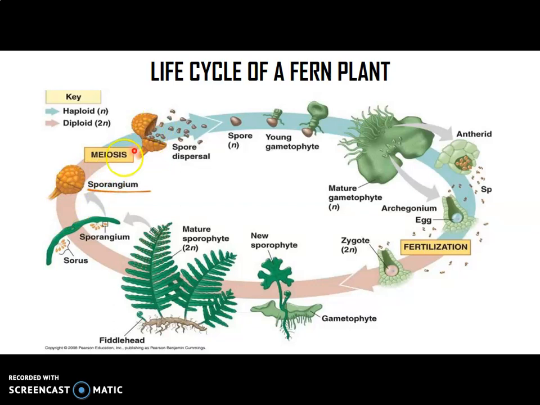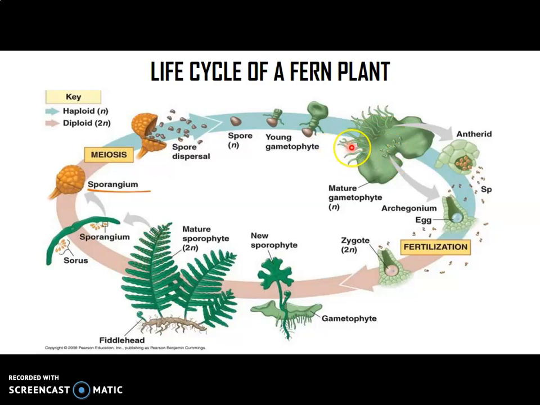For the spores to be dispersed, they must have arisen as a result of meiosis. They will come out and be dispersed. In the presence of moisture, the spores will develop into a young gametophyte. Remember, the spores we are talking about here are haploid. The sporophyte is diploid. So the spore, a single spore that develops as a new organism, will develop into a young gametophyte.